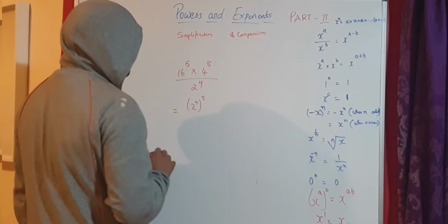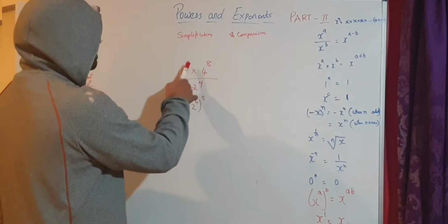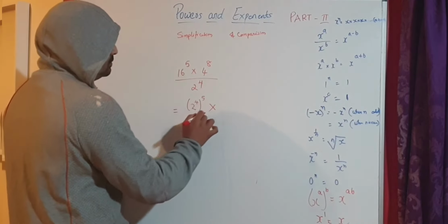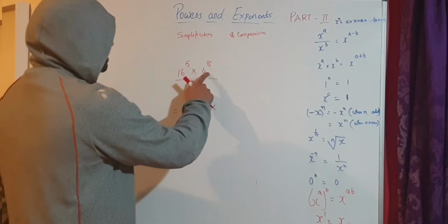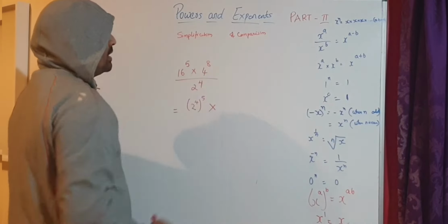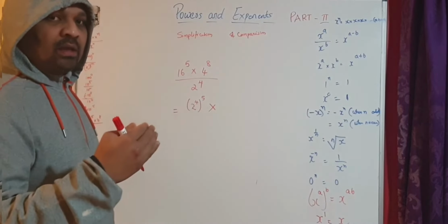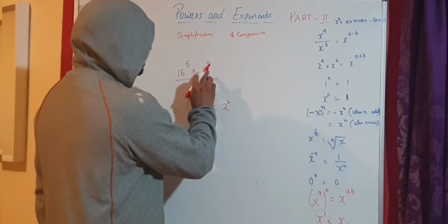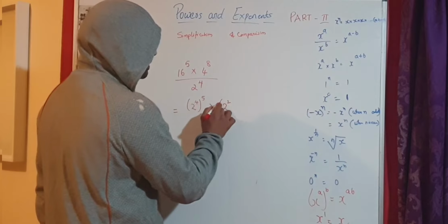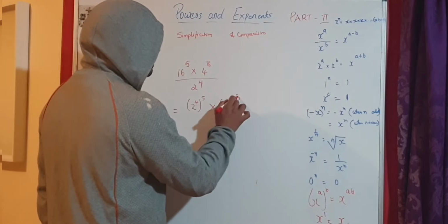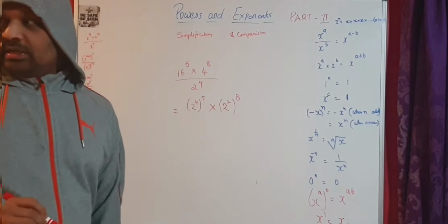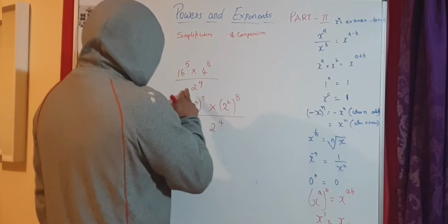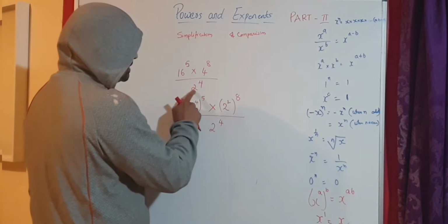There is no change to it. Here it is 16 to the power of 5. Instead of 16, I've written 2 to the power of 4. And here 4 to the power of 8. The 4 also can be written as a 2 square. I have removed 4 and put a 2 square in place of 4, and to the power of 8 will remain as it is. There will not be any change. Divided by 2 to the power of 4. I'm going to keep this number as it is because this is having the base 2.